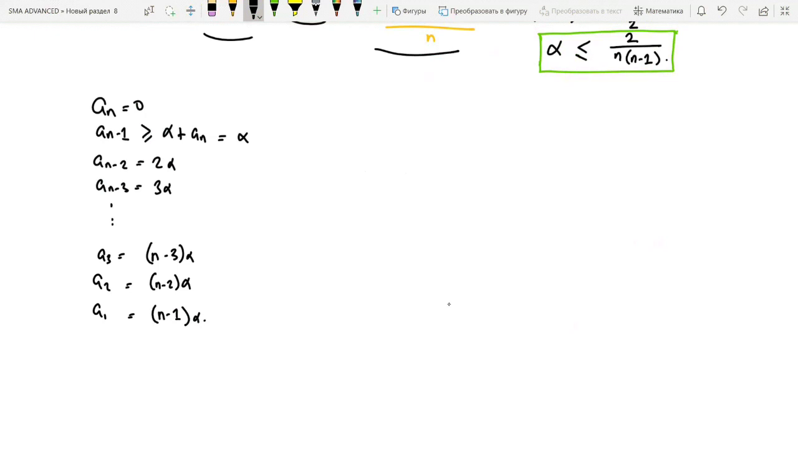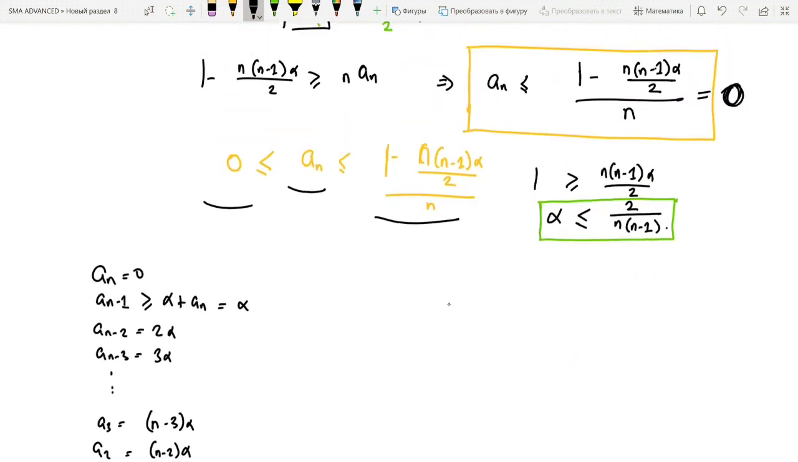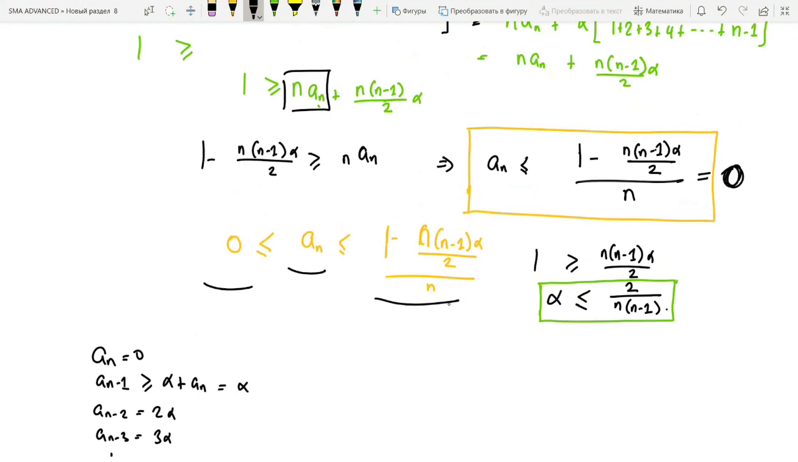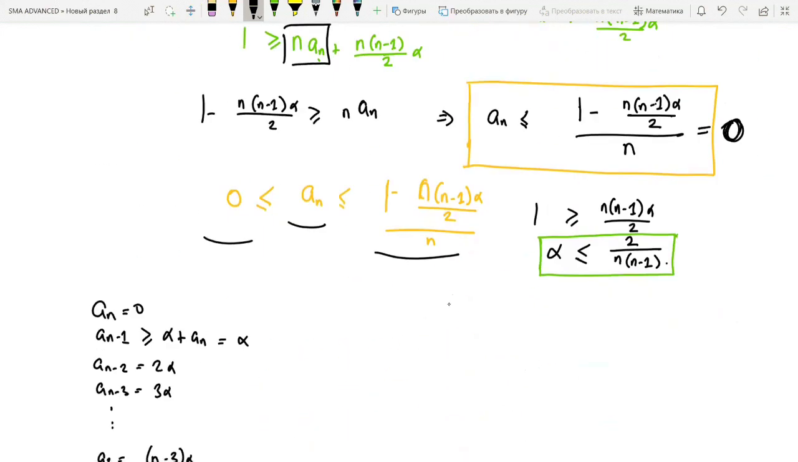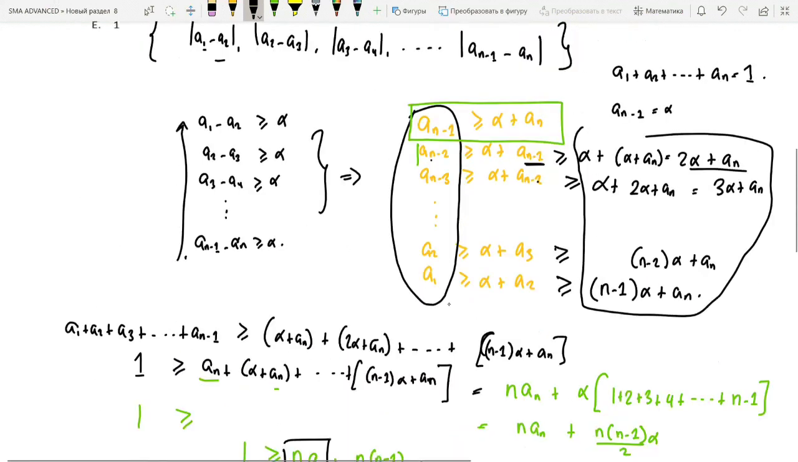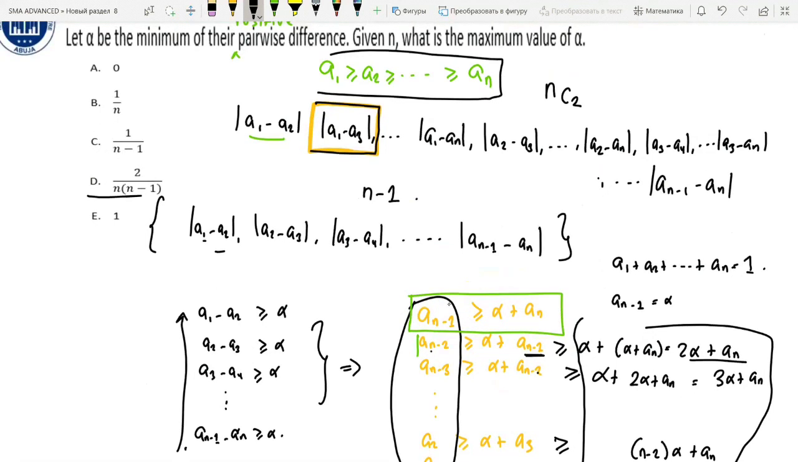So we have been able to find an example of a sequence that gives us equality at this point for alpha. So that means that equality actually holds at some places. So it means that the answer to this question is actually alpha equals 2 over 2n minus 1. Remember, this is the second possible case of the way I interpreted the question, because it was a bit ambiguous at the beginning.